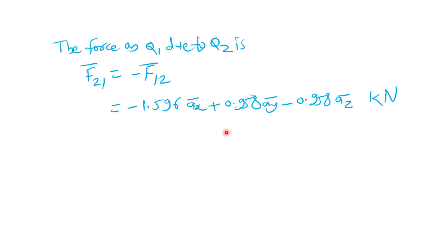Now the force on charge 1 due to charge 2 is F21, equal to minus of F12. We already calculated F12. Therefore F21 is equal to minus 1.596 ax bar plus 0.958 ay bar minus 0.958 az bar kilonewton. Now we'll see the next problem.